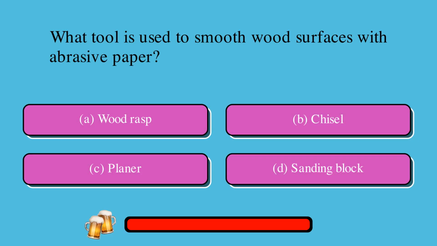Which tool is used to smooth wood surfaces with abrasive paper? Is it A. Wood rasp, or B. Chisel, or C. Planer, or D. Sanding block? The correct answer is D. Sanding block.